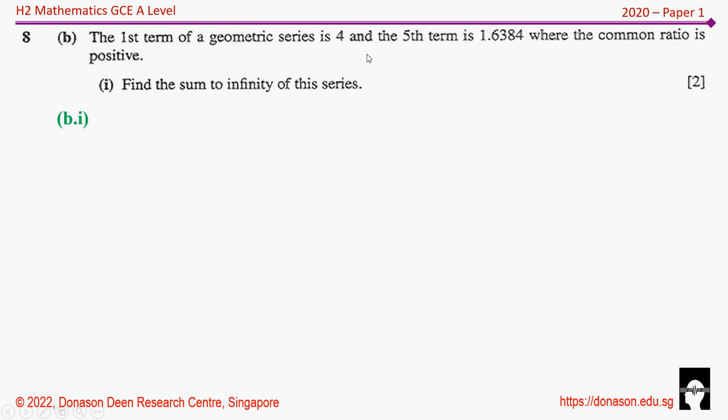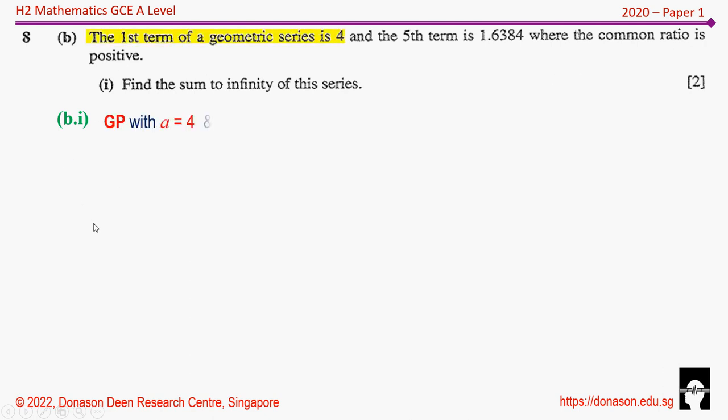Now for part B, this is about a geometric series. We are told that the first term of the geometric series is 4, and the fifth term is 1.6384. So as you can see, the first term is bigger and the fifth term is getting smaller and smaller, and the common ratio we are told is positive, of course.